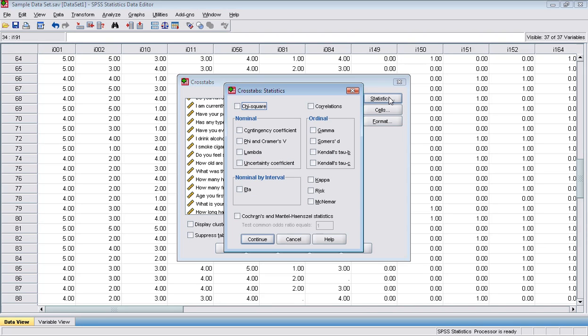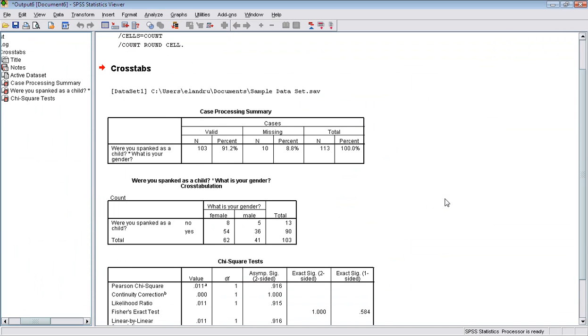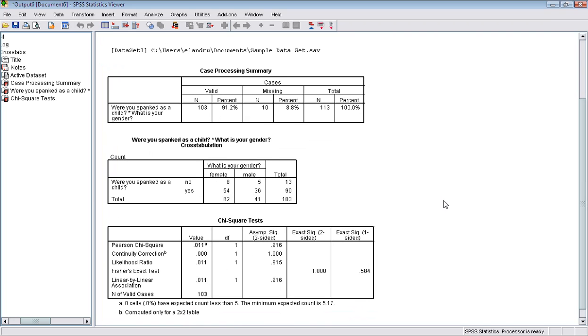I'm going to click on statistics here, and I'm going to tell it to give me the chi-square statistic. And so that's where I'm telling SPSS, give me a chi-square for this data. Click on continue, and then go ahead and click on OK. And here are the actual outputs for the chi-square statistic. And here's the 2 by 2 table.